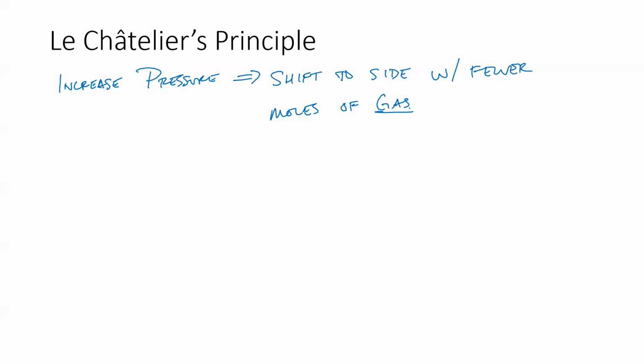If my products have 3 moles of a gas, my reactants have 2 moles of a gas, and I increase pressure, I can try to regain equilibrium by decreasing pressure and shifting to the side with only 2 instead of 3. The vice versa is true. I'll just write it here for completeness' sake. If we decrease the pressure, we're going to try to reach that equilibrium again, try to re-increase that pressure. We're going to shift to the side with more moles of gas.